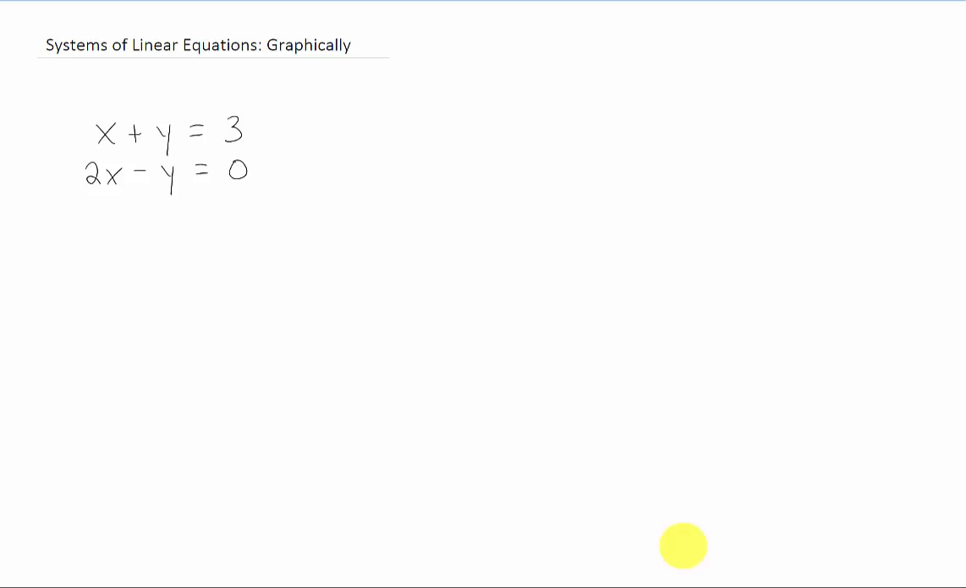We want to talk about solving systems of linear equations. Right here we have a system of two linear equations and two unknowns. And in this class we're going to use three different techniques to solve these types of systems. We're going to use a graphing technique, we're going to use substitution in the next video, and then after that we're going to use elimination.